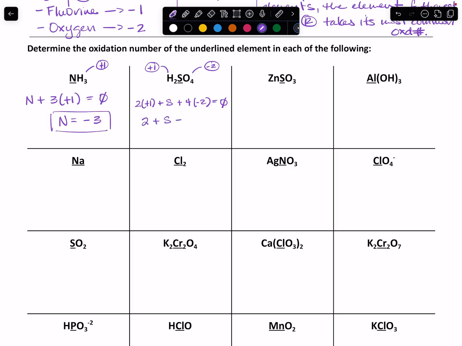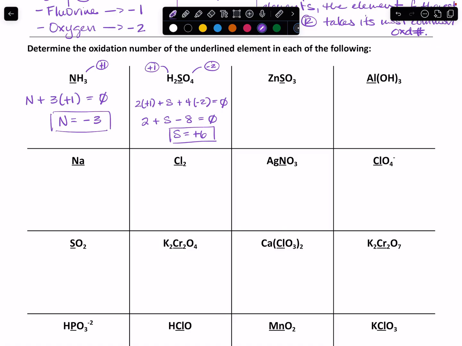So I have 2 plus sulfur minus 8 equals 0. So here sulfur has an oxidation number of plus 6. All right, now if we were just going with what we understand about ionic compounds, we would have given sulfur a minus 2 charge because it has 6 valence electrons. But in this case, it's involved in a covalent interaction with hydrogen and oxygen, so its oxidation number and charge are not the same idea.